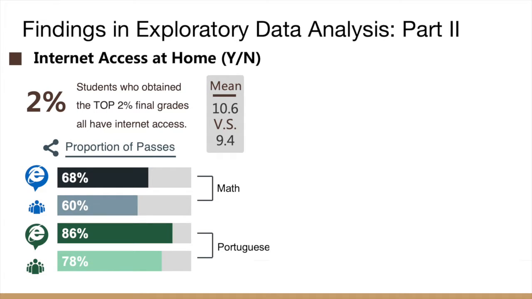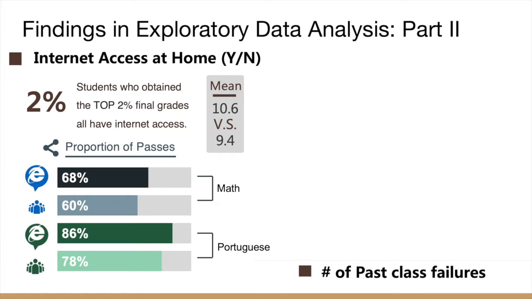After we converted the final grades into passes and fails, we found that in the math data set, students who have internet access have a pass rate of 68%, whereas students who don't is 60%. And similarly, in the Portuguese data set, students who do have a pass rate of 86%, while students who don't have a pass rate of 78%.